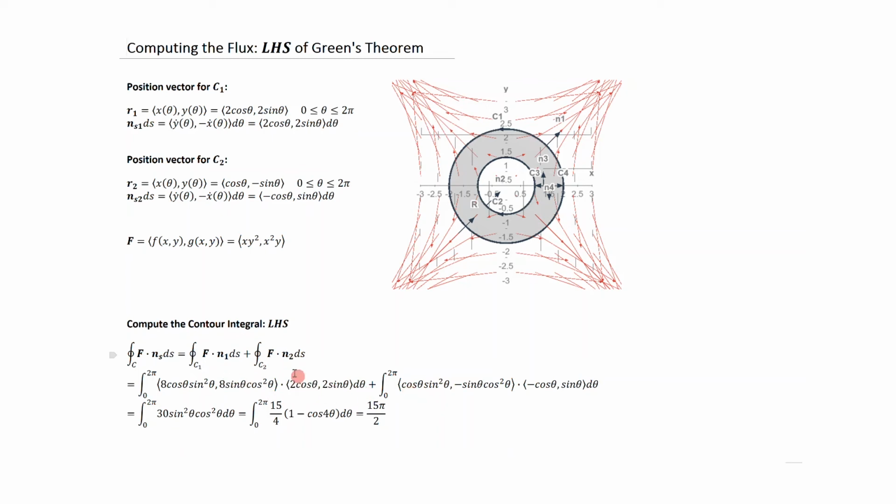The second term represents a contour integration over the closed contour C2. In this case, we use the second position vector, x is cos theta, y equals minus sine theta, and substitute into here to obtain this expression that you see here. This represents the normal component to the contour on the innermost circle, which is this term that you see here. Take the dot product and integrate between 0 and 2 pi. Anyways, the rest is mechanics, and you'll find that you get an answer of 15 pi over 2.